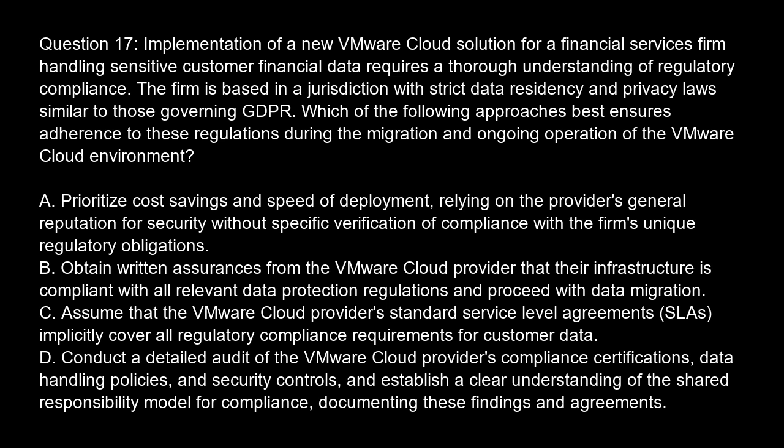Option B. Obtain written assurances from the VMware cloud provider that their infrastructure is compliant with all relevant data protection regulations and proceed with data migration. Option C. Assume that the VMware cloud provider's standard service level agreements, SLAs, implicitly cover all regulatory compliance requirements for customer data. Option D. Conduct a detailed audit of the VMware cloud provider's compliance certifications, data handling policies, and security controls, and establish a clear understanding of the shared responsibility model for compliance, documenting these findings and agreements.